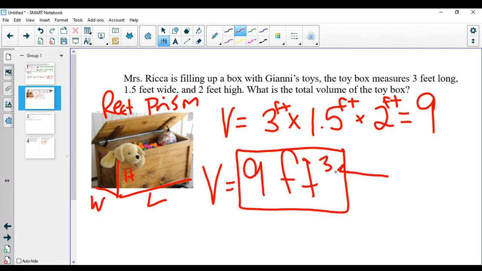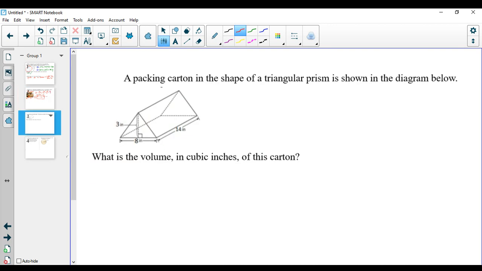Some people were getting this part incorrect on the weekly assignments, so be careful. For tomorrow's quiz, I think you could just leave out the units altogether so that you do not get them incorrect. This question is a triangular prism.